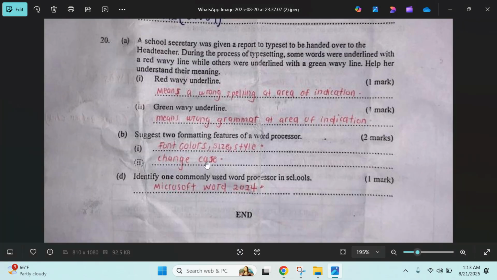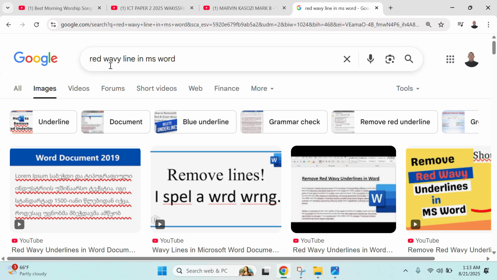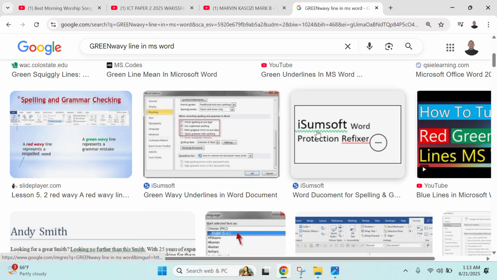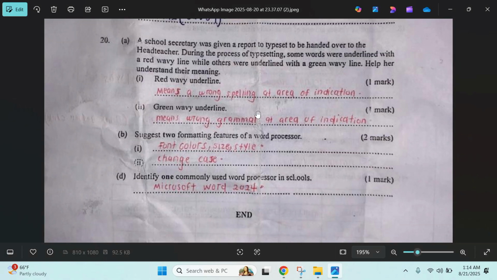Then a green wavy underline means wrong grammar at the area of indication. Yeah, a green wavy line means wrong grammar. So if you have a green wavy line like this, the spelling is not wrong, but the grammar is wrong. Maybe here someone is starting a sentence with a small letter and they're not leaving space between the two letters, I and S. Yeah, so a green wavy line means wrong grammar at the area of indication.